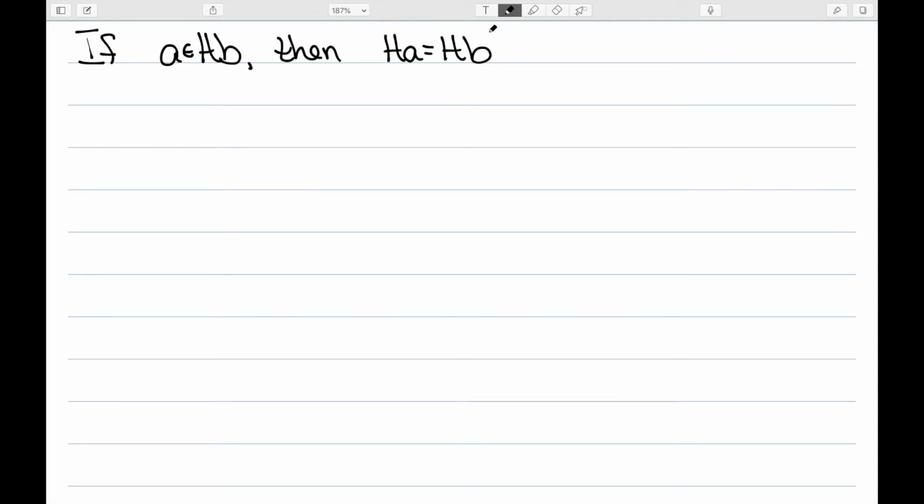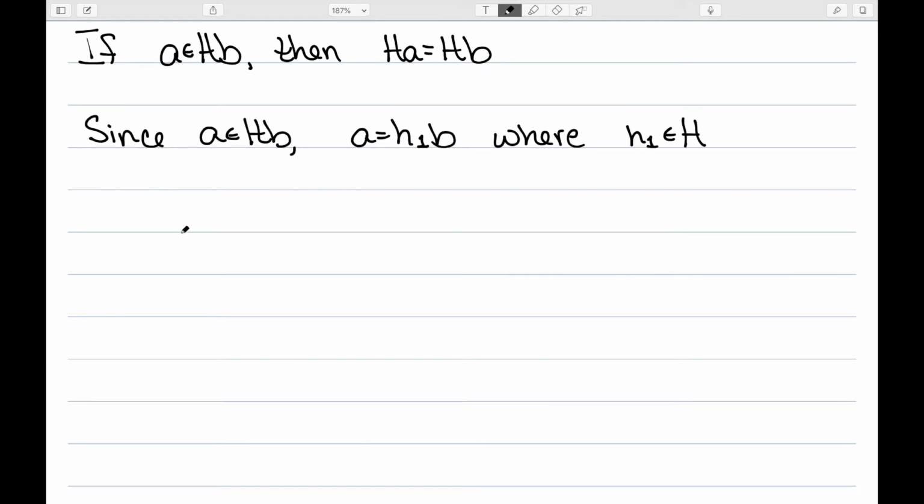The first thing I want to show: if A is an element of the coset HB, then the coset HA is the same as the coset HB. Let's let X be in HA. Then we need to also show that it's in HB. Since I'm claiming A is in the coset HB, we know A is equal to H1B, where H1 is an element of H.